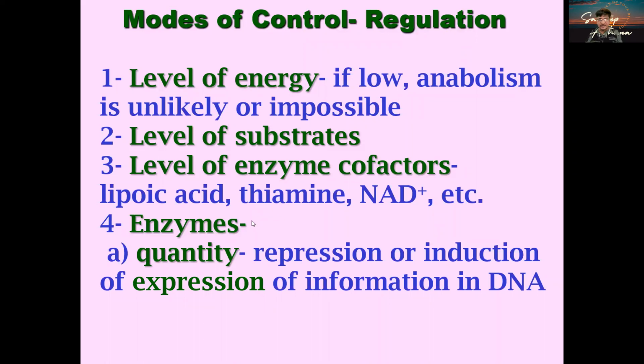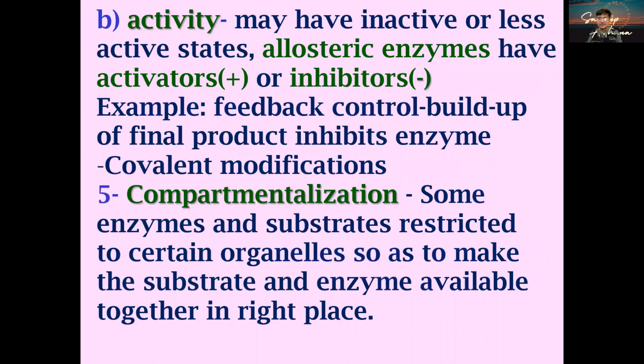And then the enzymes which are required, quantity wise, repression or induction, or expression of the information in the DNA for making those enzymes. Fourth is activity, whether the enzymes are active or inactive. So what kind of activation or inactivation is there, whether the enzymes are allosteric, so they may have an activator or inhibitor. This is a kind of feedback control mechanism which is controlled by the final product. Once the final product is made, it is going to inhibit the enzyme by bringing about some kind of covalent modification.